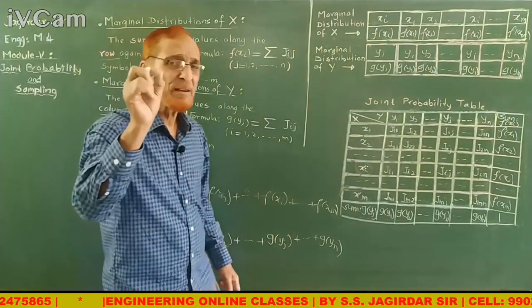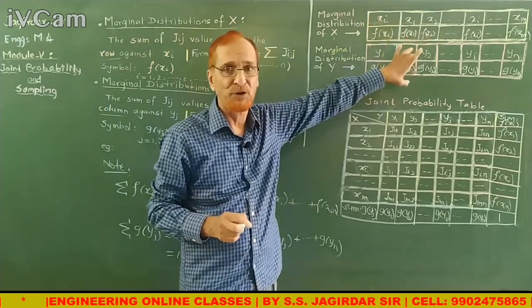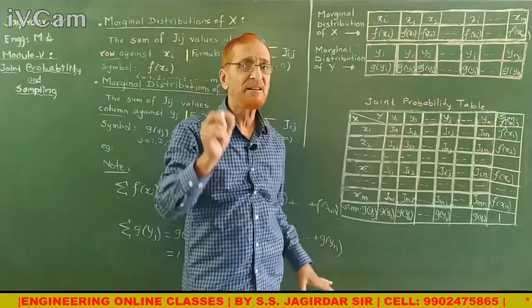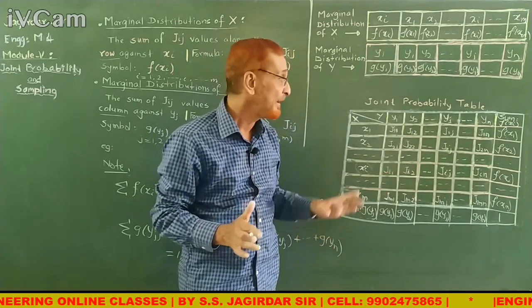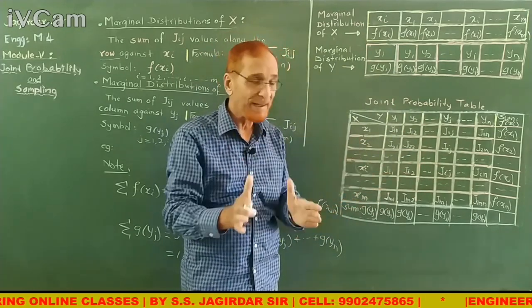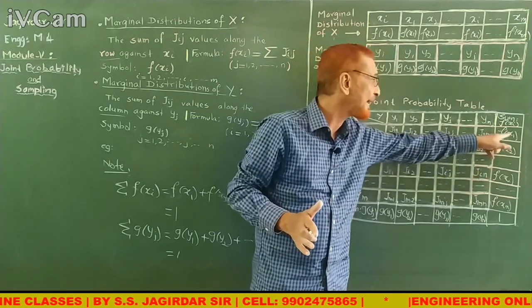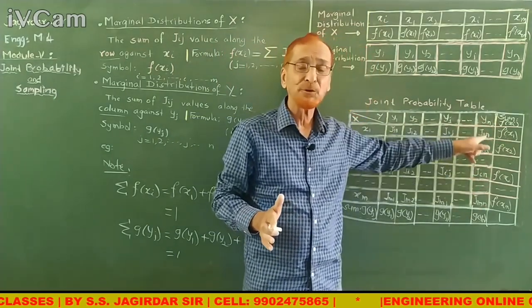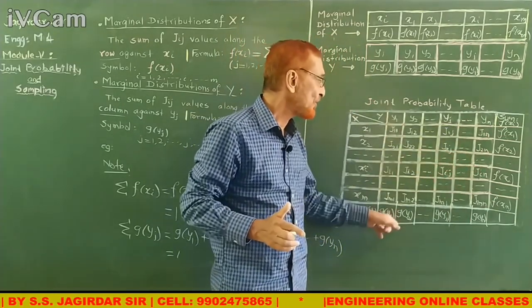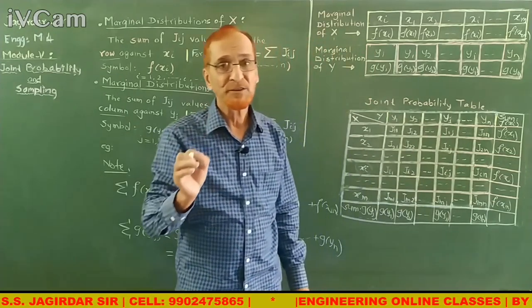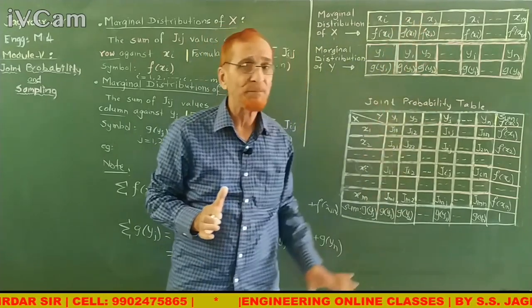You see, in any numerical problems, these two tables you always require for further calculations. Therefore, you must have a clear idea how these are obtained when the joint probability table is given. Nothing has to be done. It's very simple. You go on adding all the row values, you will get the marginal distribution values of x. When you go on adding the column values, you will get the marginal distribution values of y. So this way, these two columns we can prepare separately.